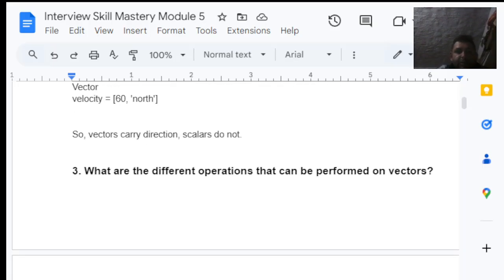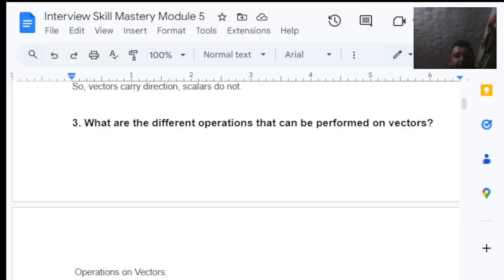Third question is, what are the different operations that can be performed on vectors? As mentioned before in the second question, we have mentioned that. The operations of vector, here are the common vector operations. Vector addition.